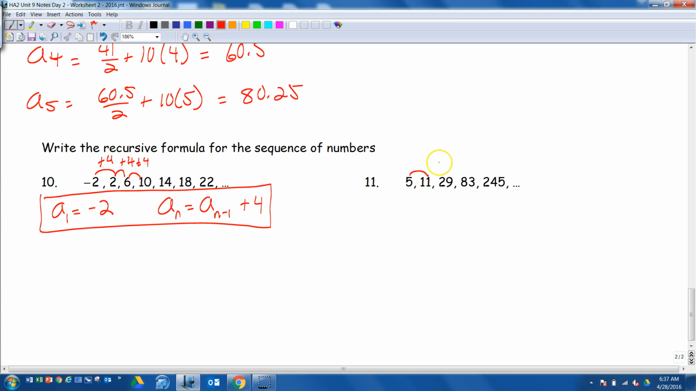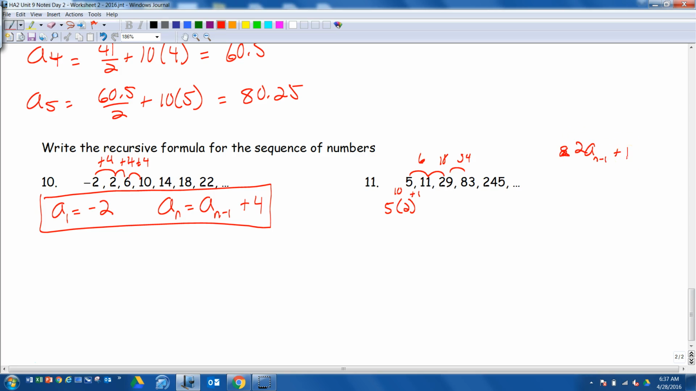This one's a little challenging. This is an adding of 6, but then this is like, what is it? 29 minus 11 is what? 18? Yeah. And then 83 minus 29 is something really big, 54. Okay, so there's not a clear pattern there. So let's try multiplying by the previous term. If we do 5 times 2, we get 10. I'm just guessing things here. And then to get 11, we do +1. So is it the previous term times 2 plus 1?